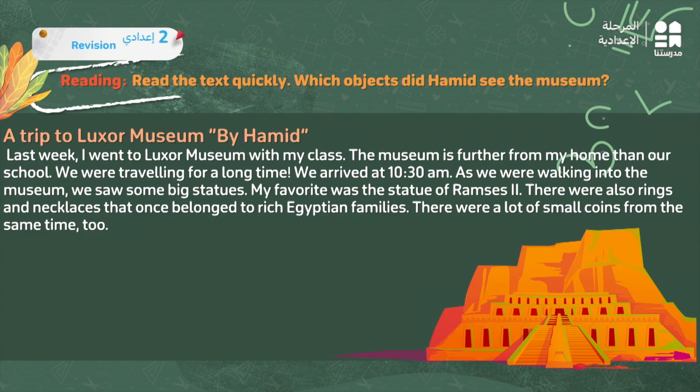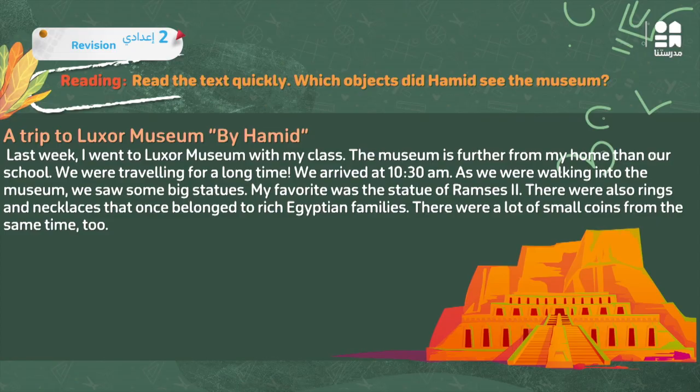The museum is further from my home, بعيد عن بيتي, than our school, أبعد من بيتي عن المدرسة. We were traveling for a long time. We arrived at 10:30 a.m. احنا وصلنا الساعة 10:30 الصبح. As we were walking into the museum, we saw some big statues. Statues معناها تماثيل. Okay. My favorite was the statue of Ramses II.